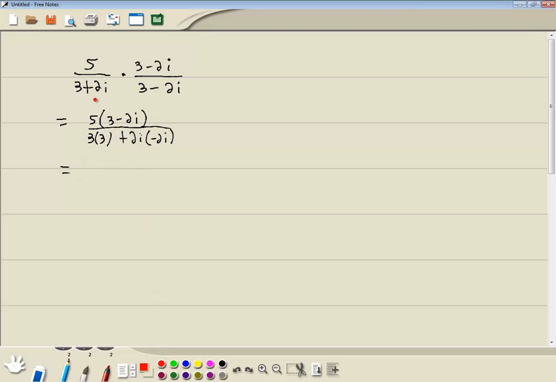Up on top, we're going to use the distributive property. I'm going to take 5 times 3 and 5 times negative 2i. 5 times 3 is 15. 5 times negative 2i is negative 10i. And down below, 3 times 3 is 9. 2 times negative 2 is negative 4, and i times i is i squared.